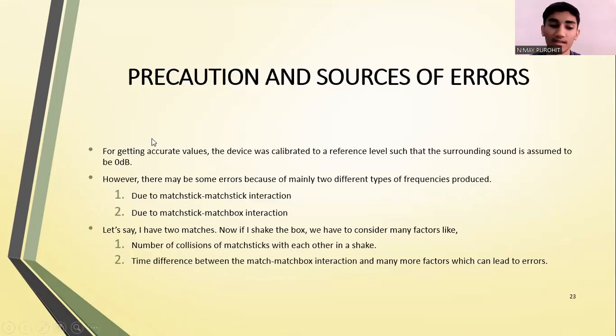Precautions and sources of errors. For getting accurate values, we have to calibrate the device such that the reference level should be 0 of the surrounding. However, there are some errors in frequencies due to matchstick interactions, where sound is produced, and due to matchsticks and matchbox interactions, so there are two sounds produced and we can get confused if we are not careful about it.